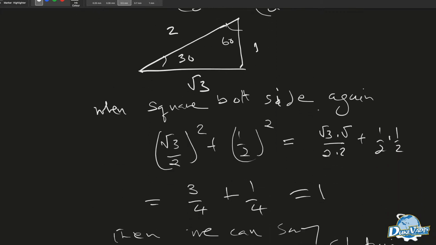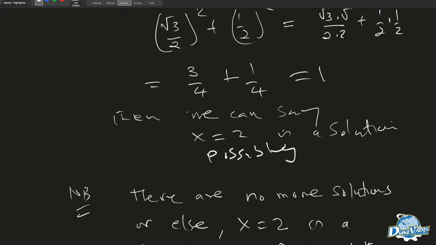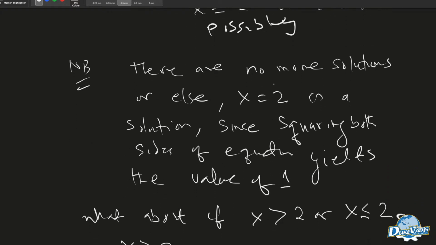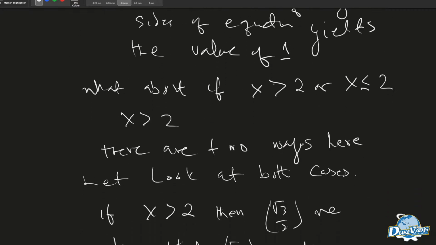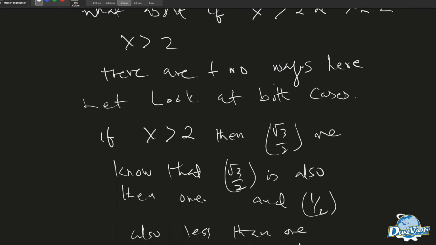So by squaring both sides of the equation, we realize that both will give us 1. Either 3 over 4 plus 1 over 4 will give us 1. So we can say that if that is the situation, then the value of x is a possible value. Then we look at it from this perspective and say there are no more solutions, or else x equals 2 is a solution, since squaring both sides of the equation yields the value of 1. But if x is greater than 2 or less than or equal to 2, then we look at the situation where x is greater than 2.